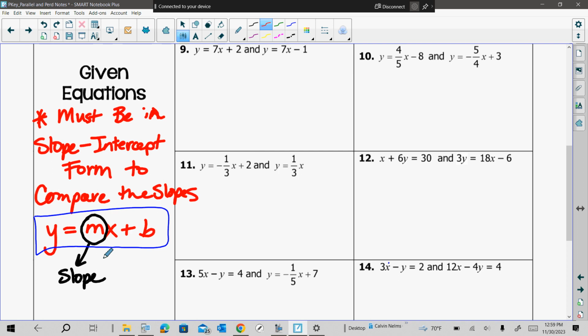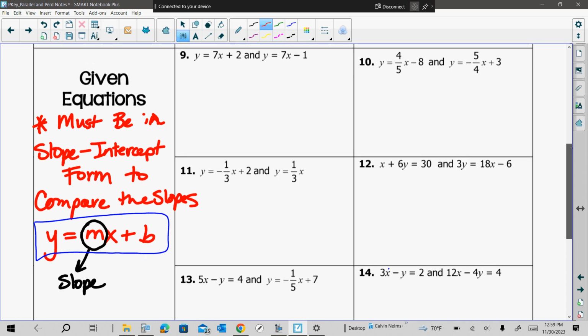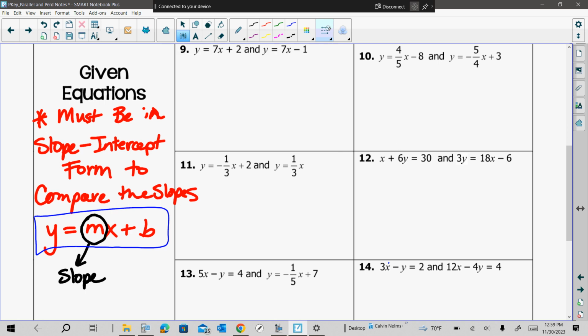So if you look at number 9, the first equation here, y equals 7x plus 2. What is the slope in the first equation? 7. I just circled that 7. So my m equals 7. Then I go to my second equation. It's already in slope-intercept form. I can see right there, it is also 7. M equals 7. Well, these are same slopes. Parallel. We're done. I put the symbol. Okay? Y'all with me so far?